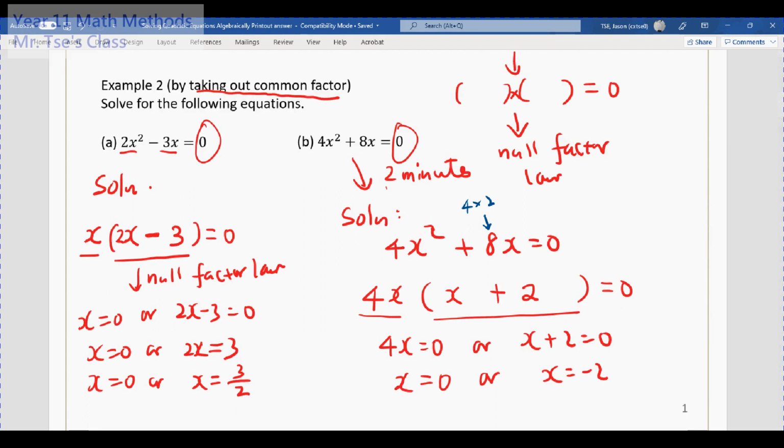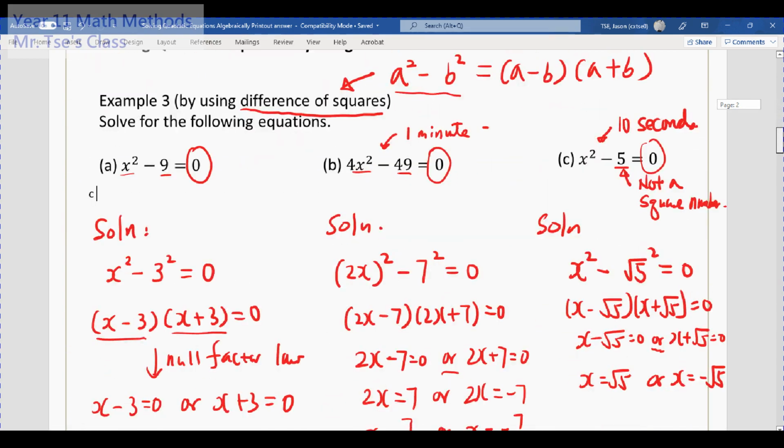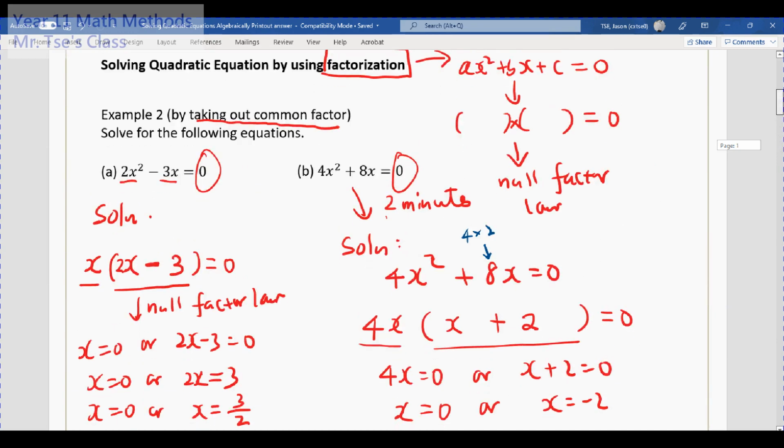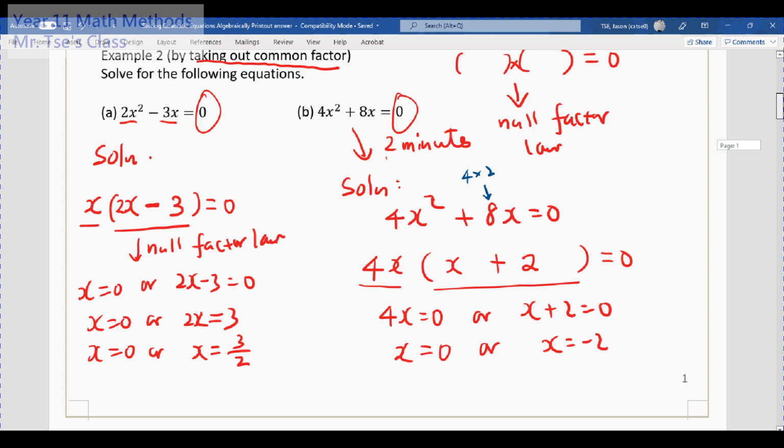There are two methods we used in the last lesson. The one is taking out common factors, and the other is using the difference of squares, like a squared minus b squared equals bracket a minus b times bracket a plus b. And in all these quadratic equations you might have observed there are only two terms.